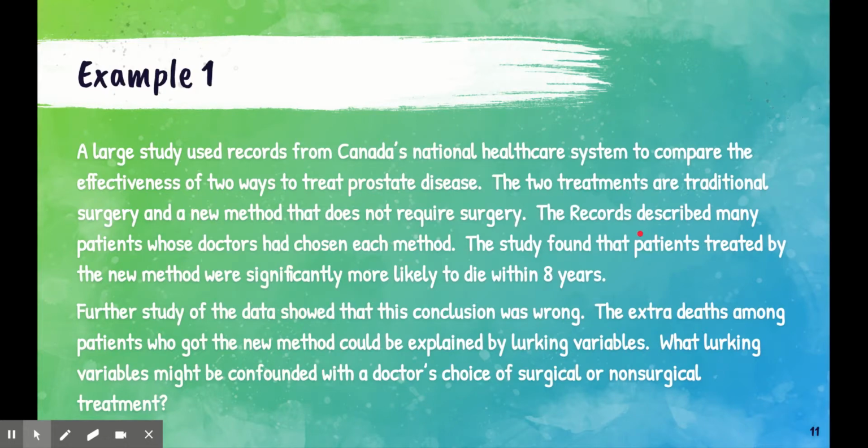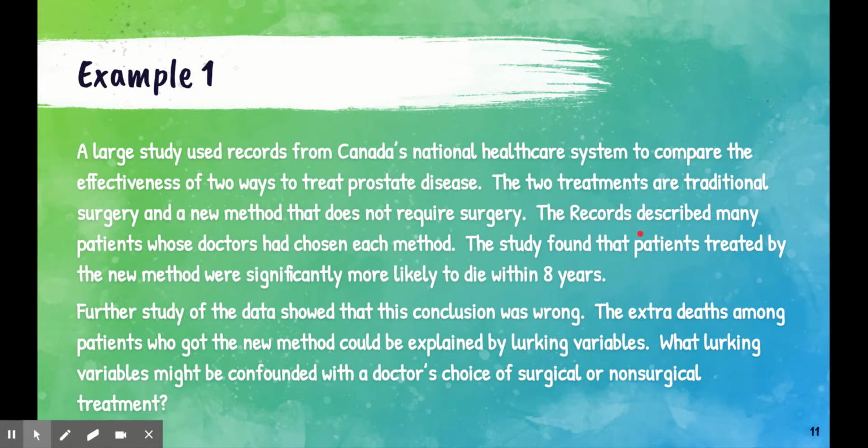Let's look at an example. A large study used records from Canada's national healthcare system to compare the effectiveness of two ways to treat prostate disease. The two treatments are traditional surgery and a new method that does not require surgery. The records describe many patients whose doctors had chosen each method. The study found that patients treated by the new method were significantly more likely to die within 8 years.